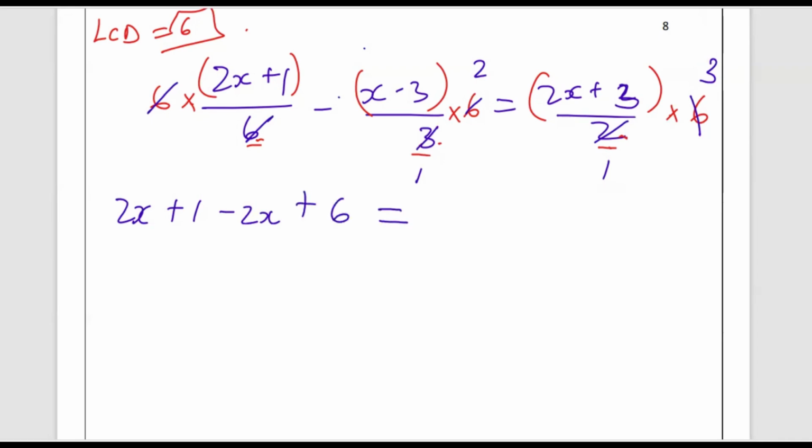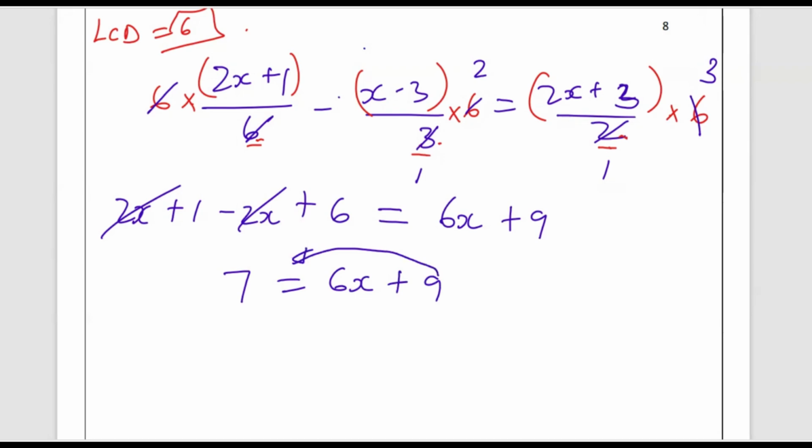Is equal to 3 and 2x, that's going to be 6x. 3 and 3, that's going to be a 9. All right, so this and this, they're already canceling out. So what is 1 plus 6? That's a 7, is equal to 6x plus 9. Let's move the 7 to that side. When we transpose, the signs must change. 7 minus 9 is 6x. That's going to be negative 2 is 6x.